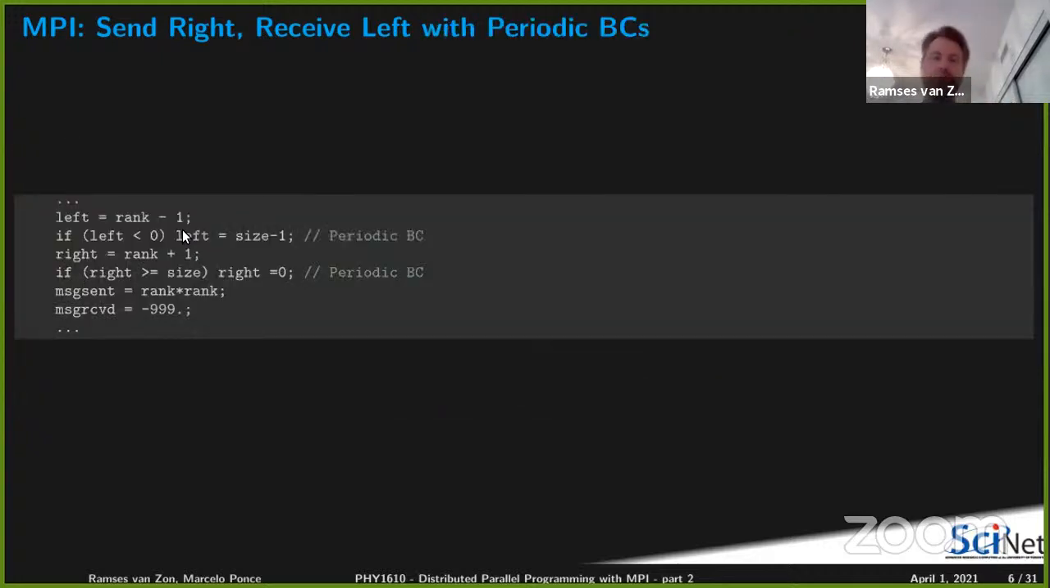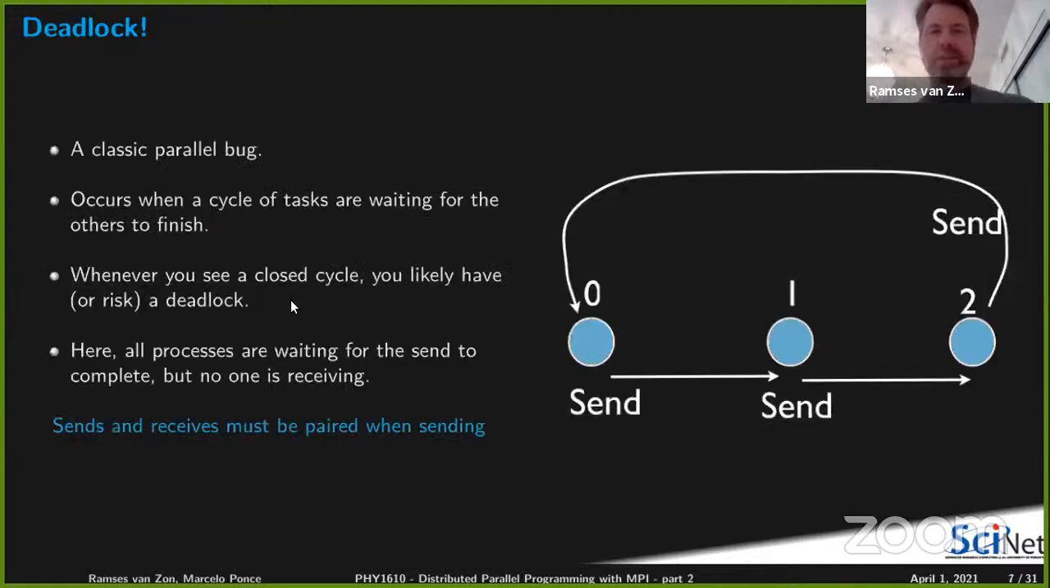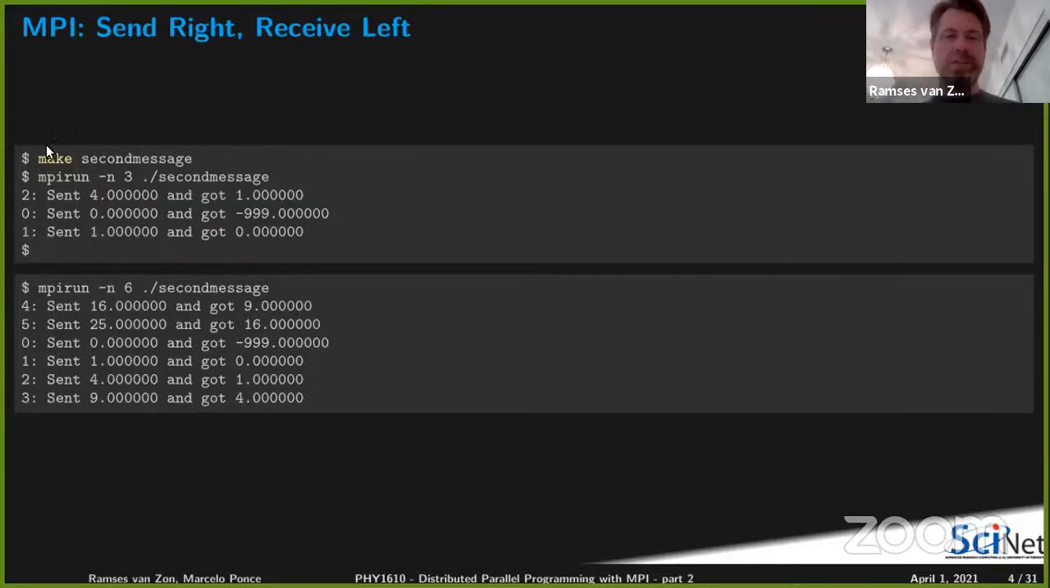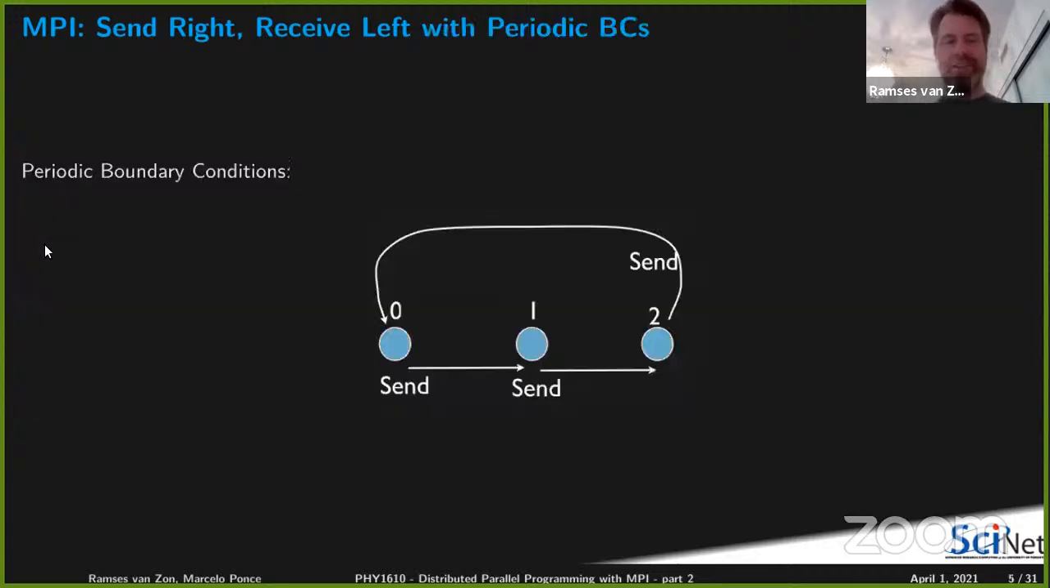Okay, so if we do this, we can implement periodic boundary conditions by just changing what left means. So left now means size -1 if we're on the very left end, and right means 0 if we're on the very right end. And other than that, you would think you just keep the same code, no? But no, that doesn't happen. If you try to run this, and I think it's called third message, and you do mpirun -n 3 third message, it just sits there. You don't even get a prompt back. It just hangs.